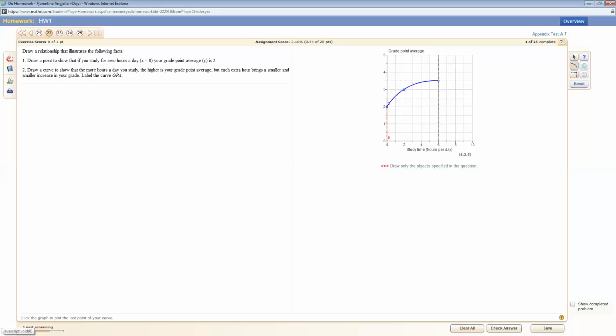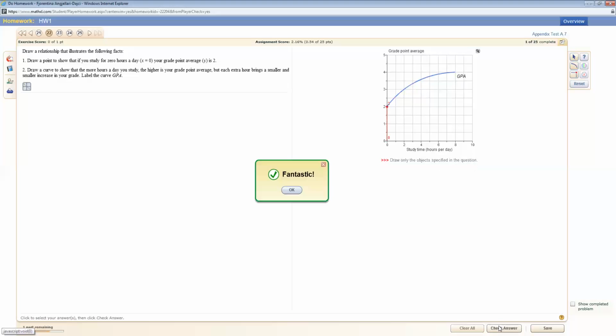You will find sometimes MyEconLab doesn't exactly let you do what you want to do with curves. So you're going to try your best. And I would say because my target was to get closer to the 4 horizontal line, I'm just going to drop it right here. And again, it's not an ideal shape, but it's the best I can do. You're going to click on the box with the question marks. You're going to label it GPA. And you're going to check your answer.